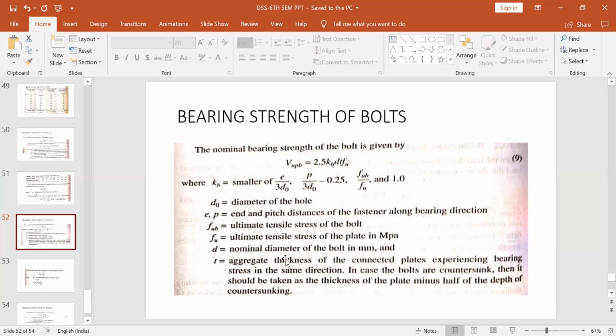What is d? d is the nominal diameter of the bolt. What is t? fu is the ultimate tensile stress of the plate. And t is the aggregate thickness of the connected plates experiencing bearing stress in the same direction. That means if 2 plates are there, you have to take the summation of the thickness of both the plates. Whichever plates are experiencing bearing in the same direction, the total thickness of those plates you have to take as t. So this is how you find VNPB.